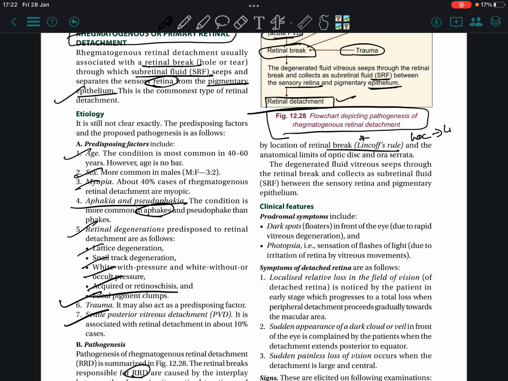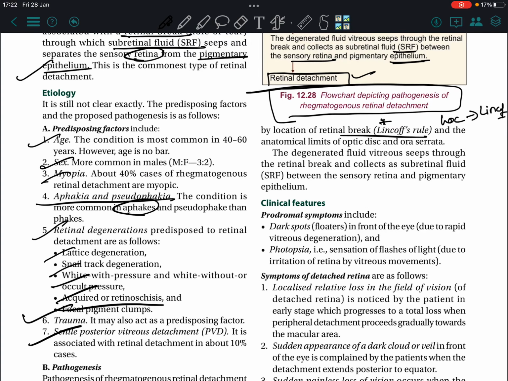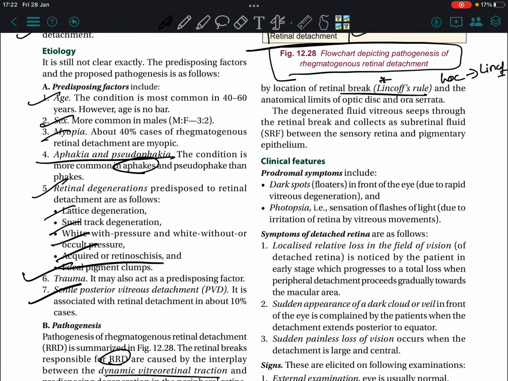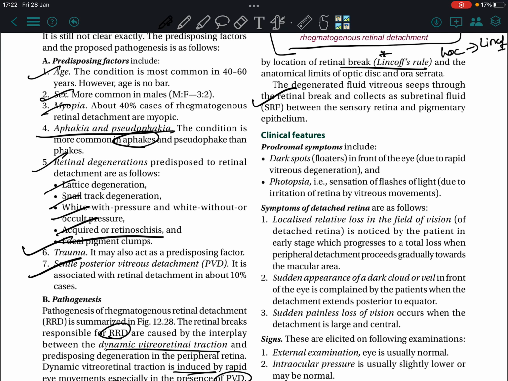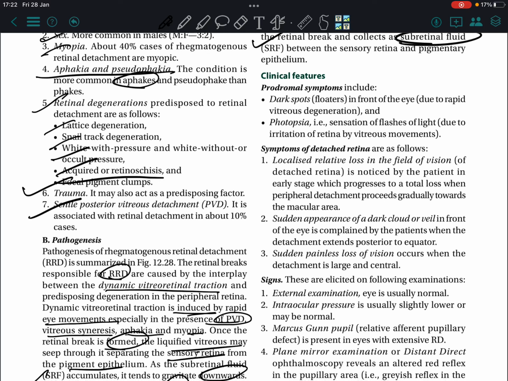The location follows the rule, given by the anatomical limits of the optic disc and ora serrata. The degenerate fluid vitreous seeps through the retinal break and collects as subretinal fluid. Clinical features: dark spots, photopsia.